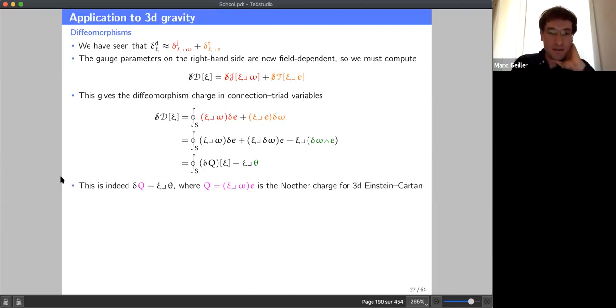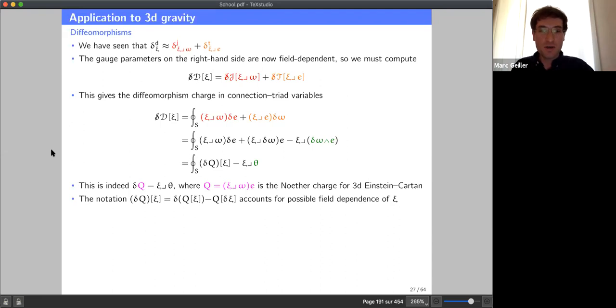So this is indeed, as I just said, of the form delta Q minus psi theta, which is what we showed yesterday should hold in the case of diffeomorphisms. Where this Q, what is this Q? Well, this Q is precisely the Noether charge for three-dimensional Einstein-Cartan gravity. So in metric formulation yesterday, we derived the metric Noether charge, which is the Komar charge. Now we just derived the first order analog of the Komar charge, namely psi omega times E.